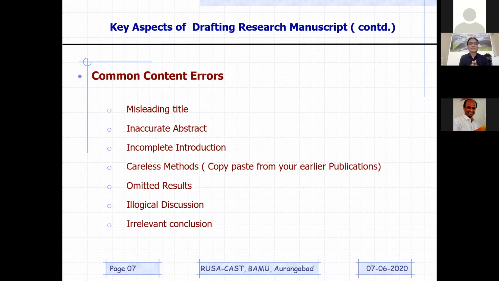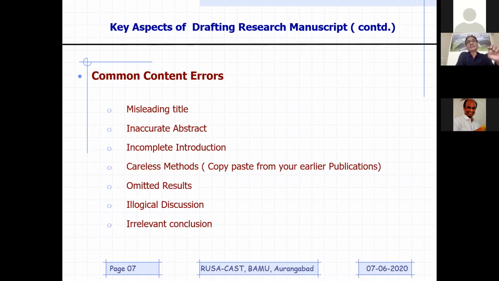So, like title, sometimes you are discussing something else and the title is something else, right? So misleading title is one of the very common content errors in most of the manuscripts. Then inaccurate abstract.